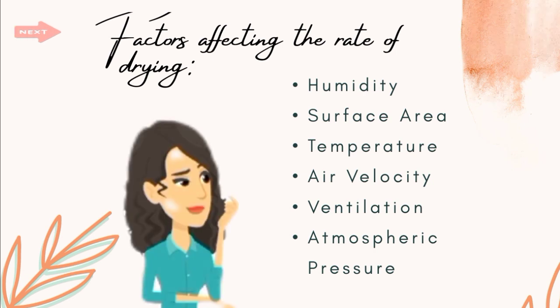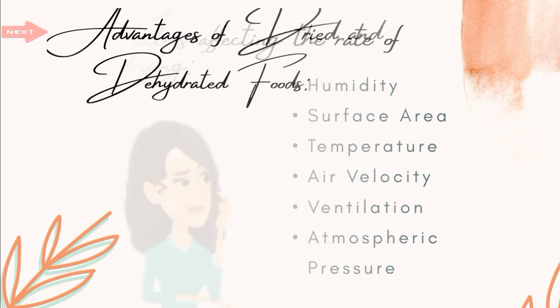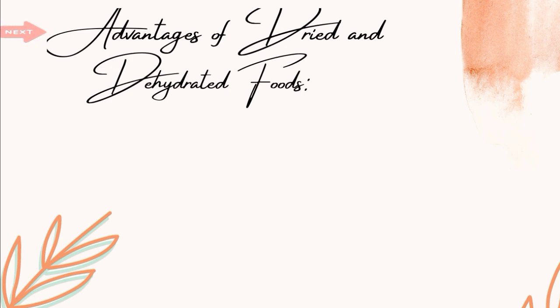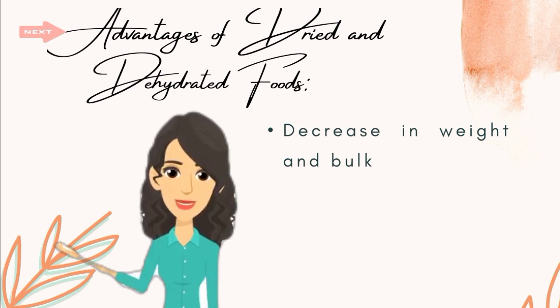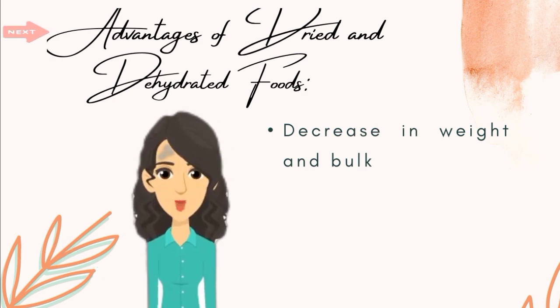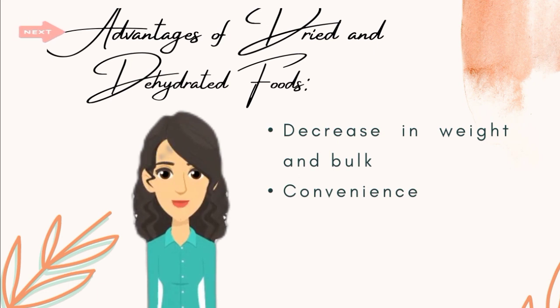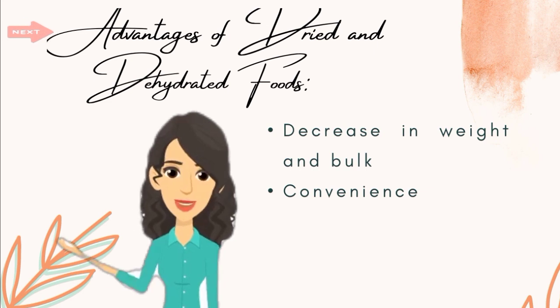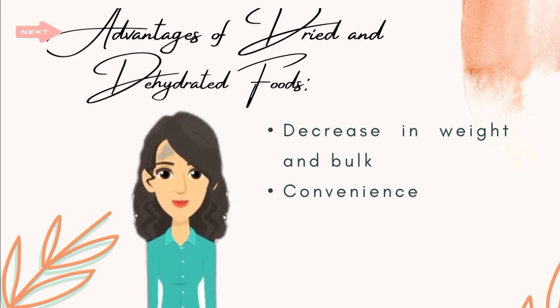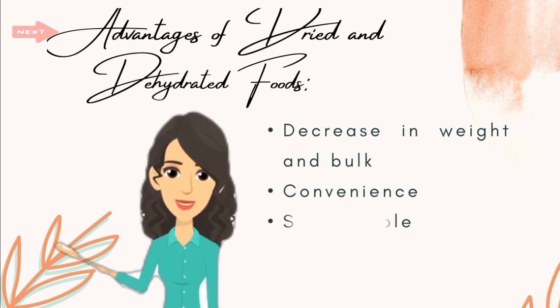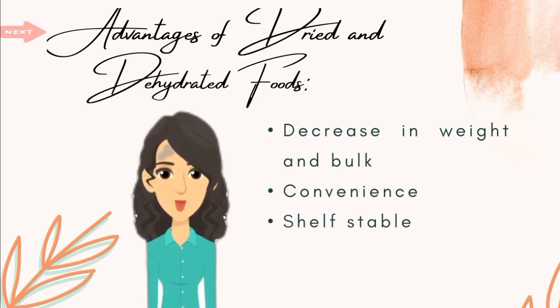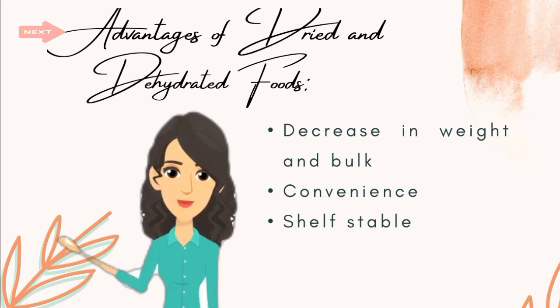So why do we need to dry or dehydrate food? The principal reason for drying and dehydration is preservation. Other benefits are decrease in weight and bulk, thus making it easier to transport and handle. Convenience, like dried beverages such as dried coffee, dried soup mixes, and dried fruits, are examples of very easy to use food products. And shelf stable, so dried foods can be kept at ambient temperature.